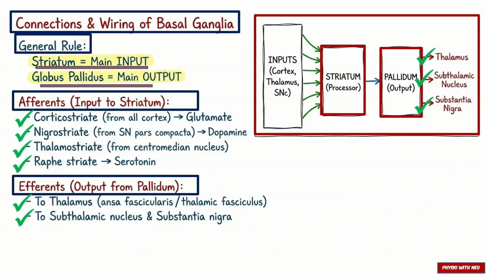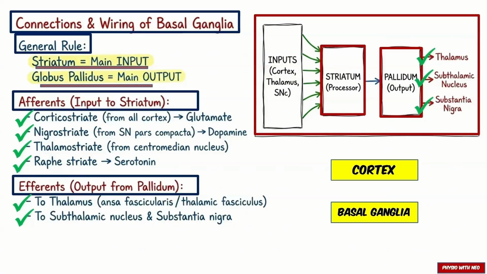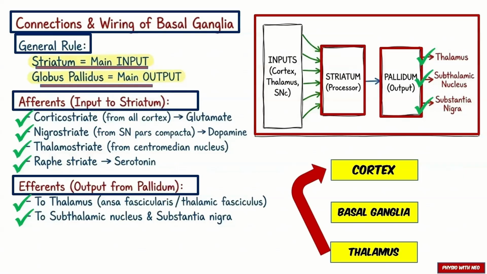So remember this simple flow. First the cortex, then striatum and globus pallidus in basal ganglia, then the thalamus, and again back to the motor cortex. This loop keeps repeating continuously while we perform voluntary movements. In university examinations, this flowchart alone can fetch multiple marks because the examiner loves neat presentation. So after understanding the connections, let's see what these nuclei actually do.